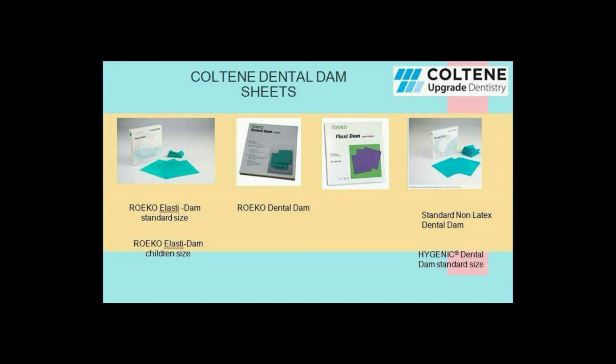Now, next we will talk about the Coltene dental dam sheets. The first one is the Roeko Elastic Dam, which is available in standard and children's size. The specific characteristic is the elasticity of these dental dam sheets. These are quite elastic and can be easily manipulated around the teeth. The next one in the series is Roeko Dental Dam. The difference being these are tough and comparatively less elastic, so a lot of retraction is available when we are using these dental dam sheets.